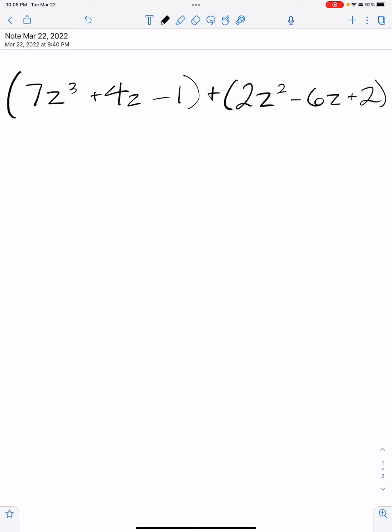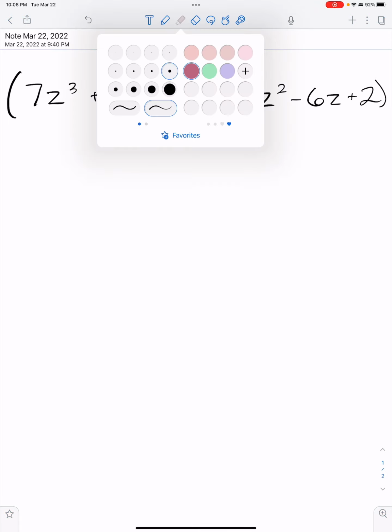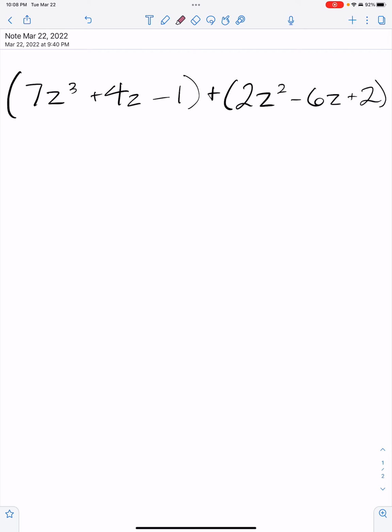If I wanted to add using the stacking method, but I had different types of bases, what would that look like? So a reminder, when I say base, I mean this z cubed is a base, this z is a base, z squared is a base, and this z as well is a base.